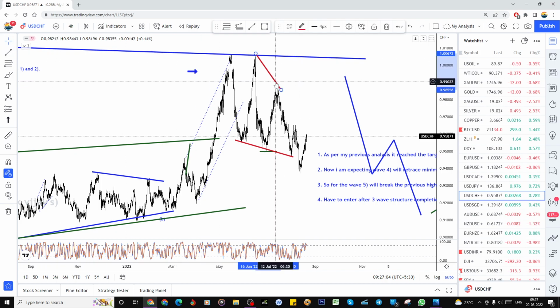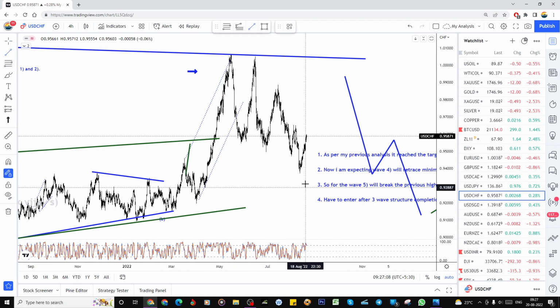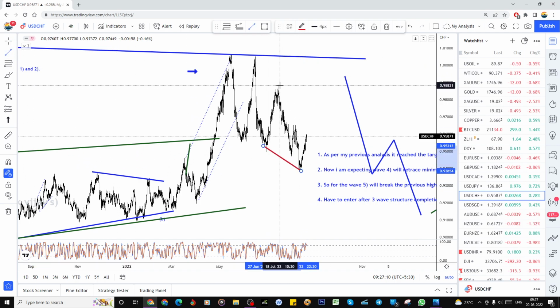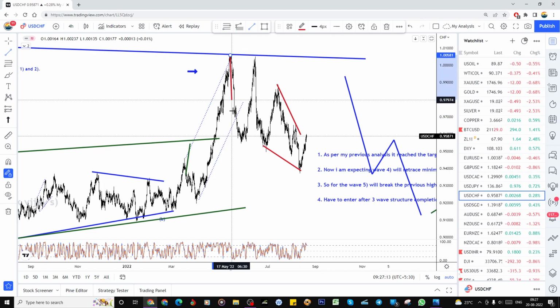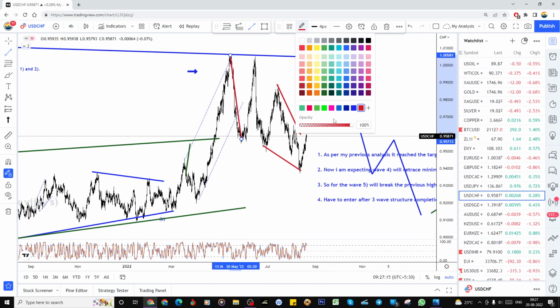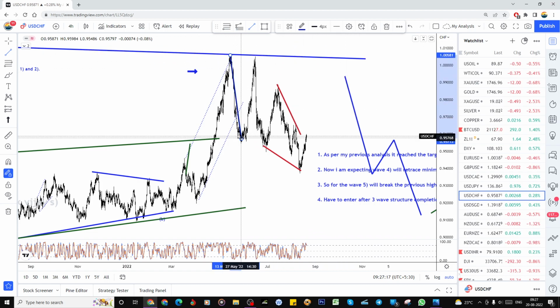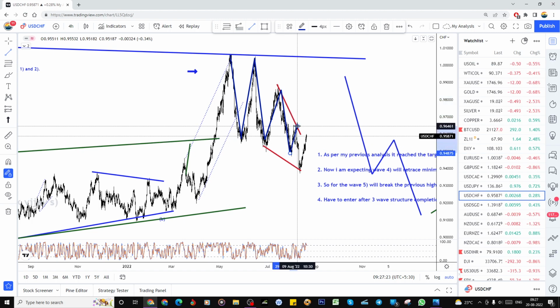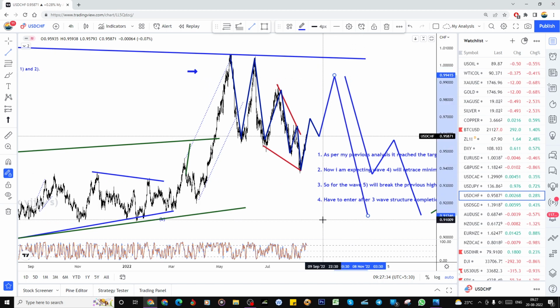Now this is looking like a flat correction, and in which formation is the C? Here it's like this. So this is the A, and we can mark it in blue, right? This is the B, and this is 1, 2, 3, 4 and 5. So this is the A, B, C, the A. Now I'm looking for the A, B, C, the B, for the flat correction to complete, and later onwards I'm expecting the C wave.